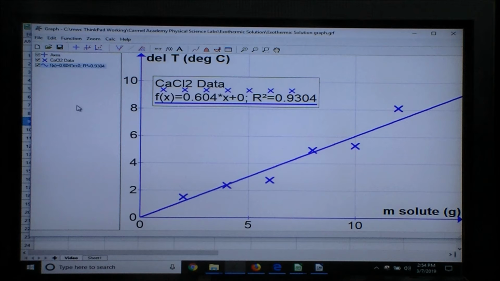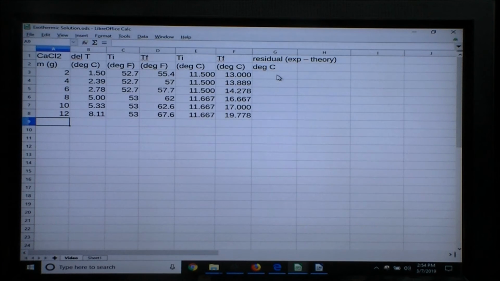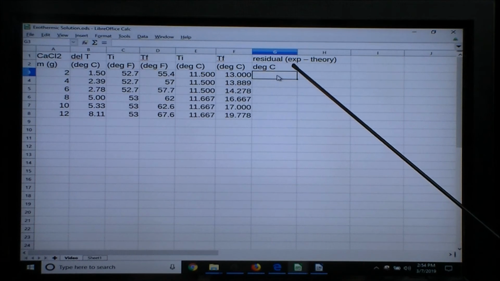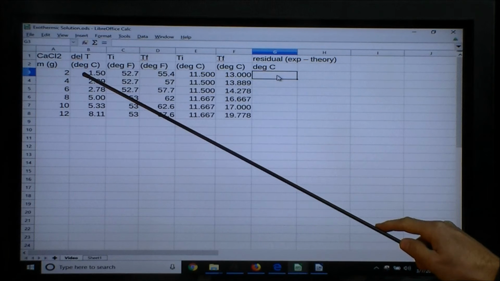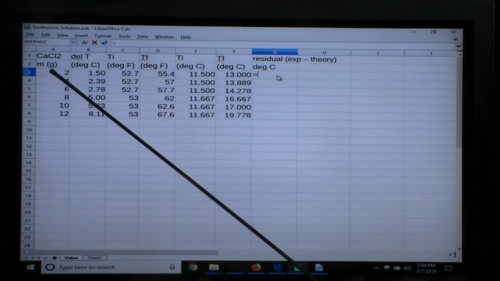And that's to compute what's called residuals. To do that, one takes the best fit formula, and so I'm going to go ahead and take the slope here with all the digits. We bring this back over into our spreadsheet, and you compute what's called residuals. A residual is the difference between your experimental value, in this case the delta T, and the theoretical value, which comes from multiplying that slope by the independent variable.